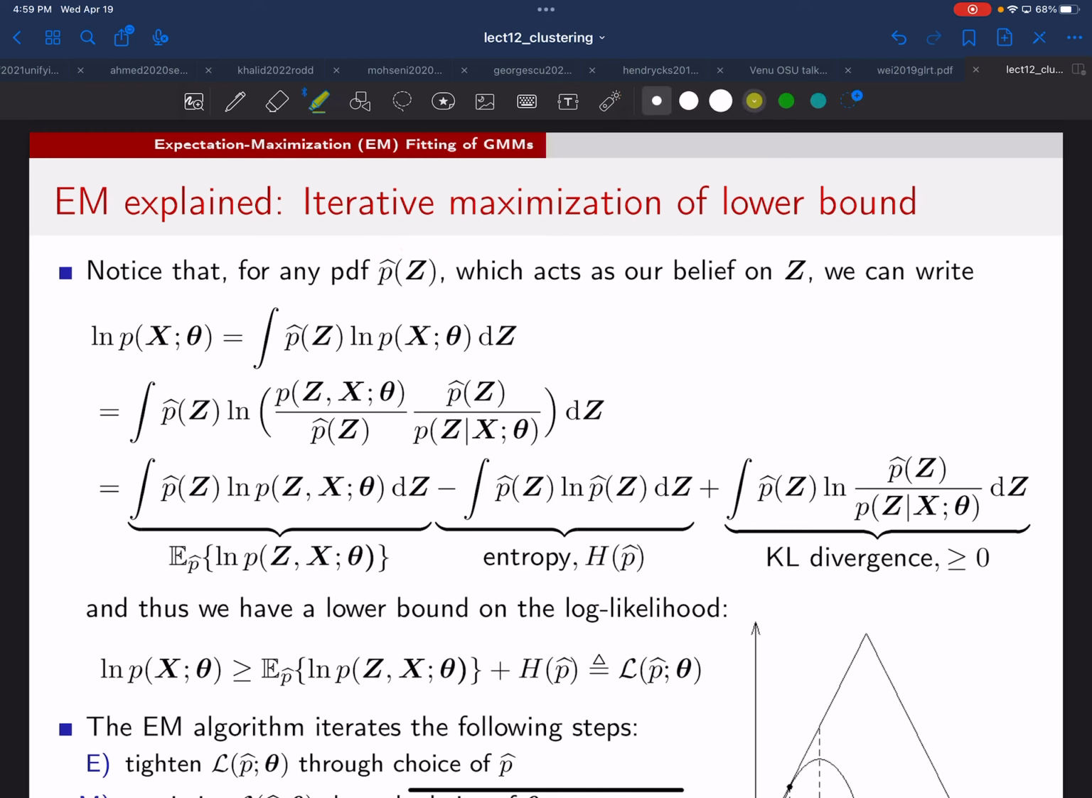This is going to come from some PDF that we're going to call p hat. It's our belief on z, right? And I can write my log likelihood like this, simply because I'm integrating over z. This guy has nothing to do with z, so I can pull this out of the integral, at which point what remains is this. And for any valid PDF p hat, I know it integrates to 1, so that thing goes away, right? So hopefully you can see why these things are equal.